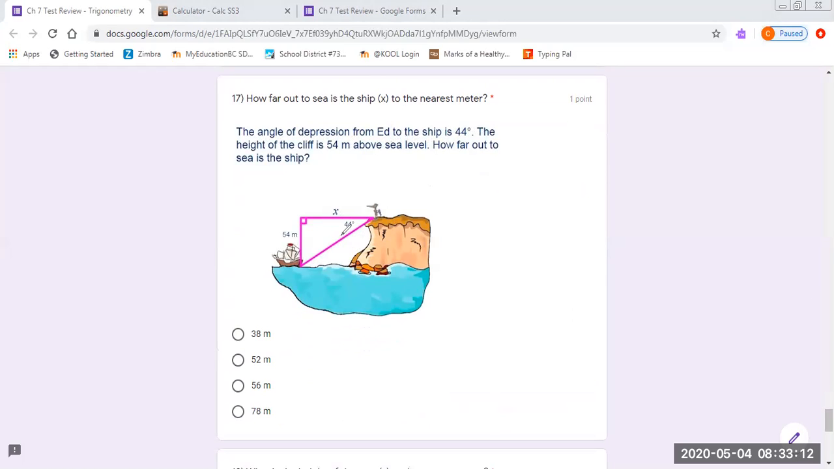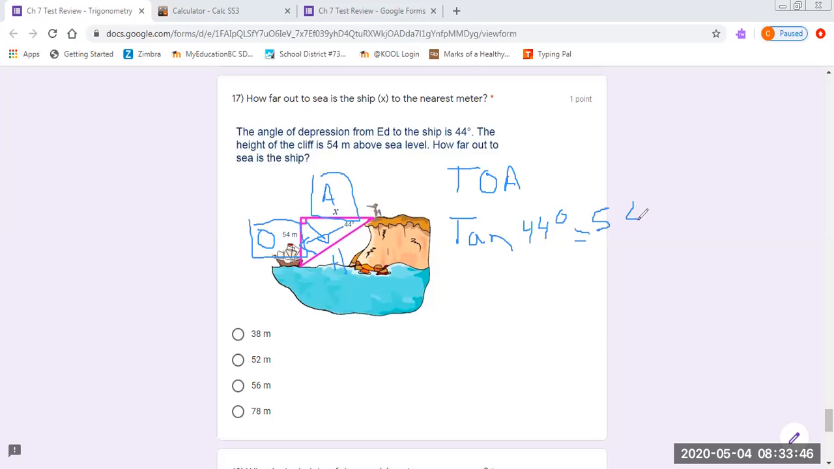So what we're looking at here once again is this is the hypotenuse. This is the opposite. And so therefore, this is the adjacent. So the two side lengths we're dealing with are opposite and adjacent. So this tells us that we're dealing with tangent. And so we have the tangent of 44 degrees. And this is going to be over, and once again, it's opposite over adjacent. So this is 54 over, and we'll call this x, the adjacent.